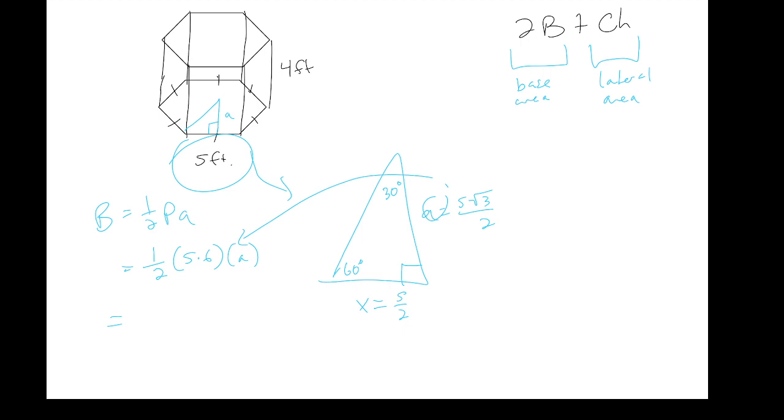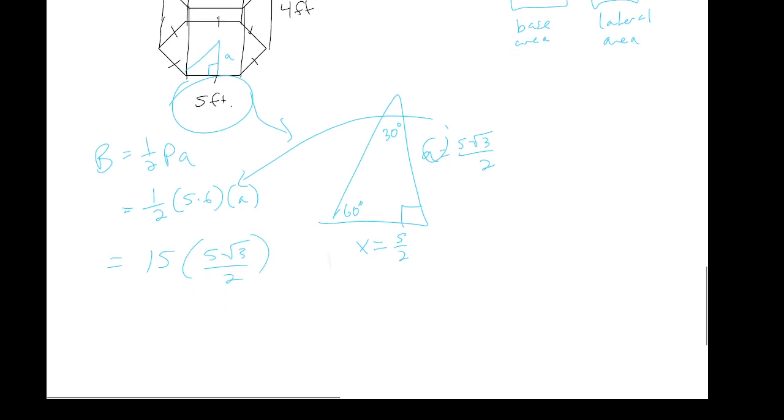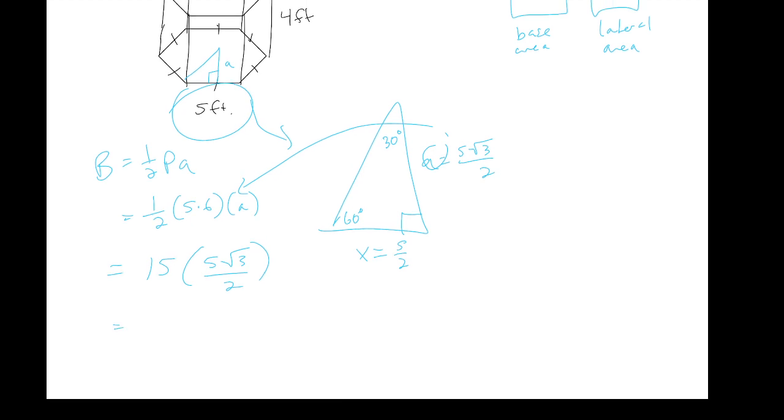So let's start to simplify. 1/2 of 5 times 6 is going to be 15, right? 5 times 6 is 30, 1/2 of that. And then times my apothem, which is 5 rad 3 over 2. Okay? And then I can continue to expand. 5 times 15 is 75 rad 3 over 2. This is the area of my base.